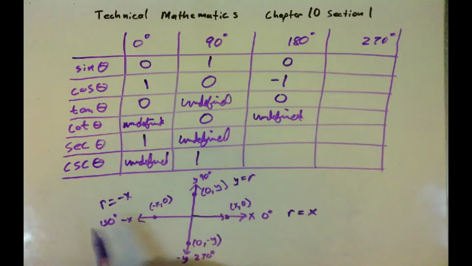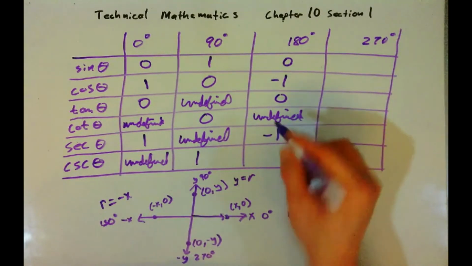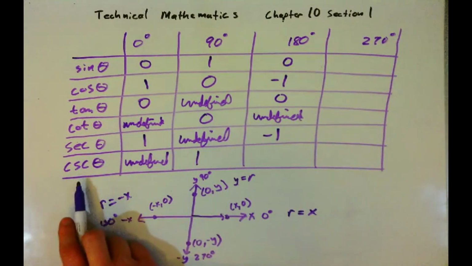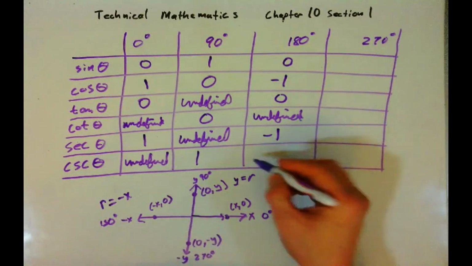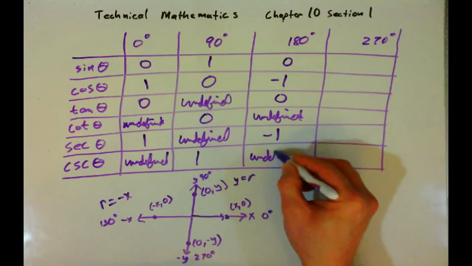The secant is the hypotenuse divided by the adjacent value. The hypotenuse is always positive. The adjacent value is negative at 180 degrees, and they're equal, but they're opposite signs. So when we divide them, we will get negative 1. The cosecant is the hypotenuse divided by the y value, and so we're going to end up dividing by 0. This will be undefined.